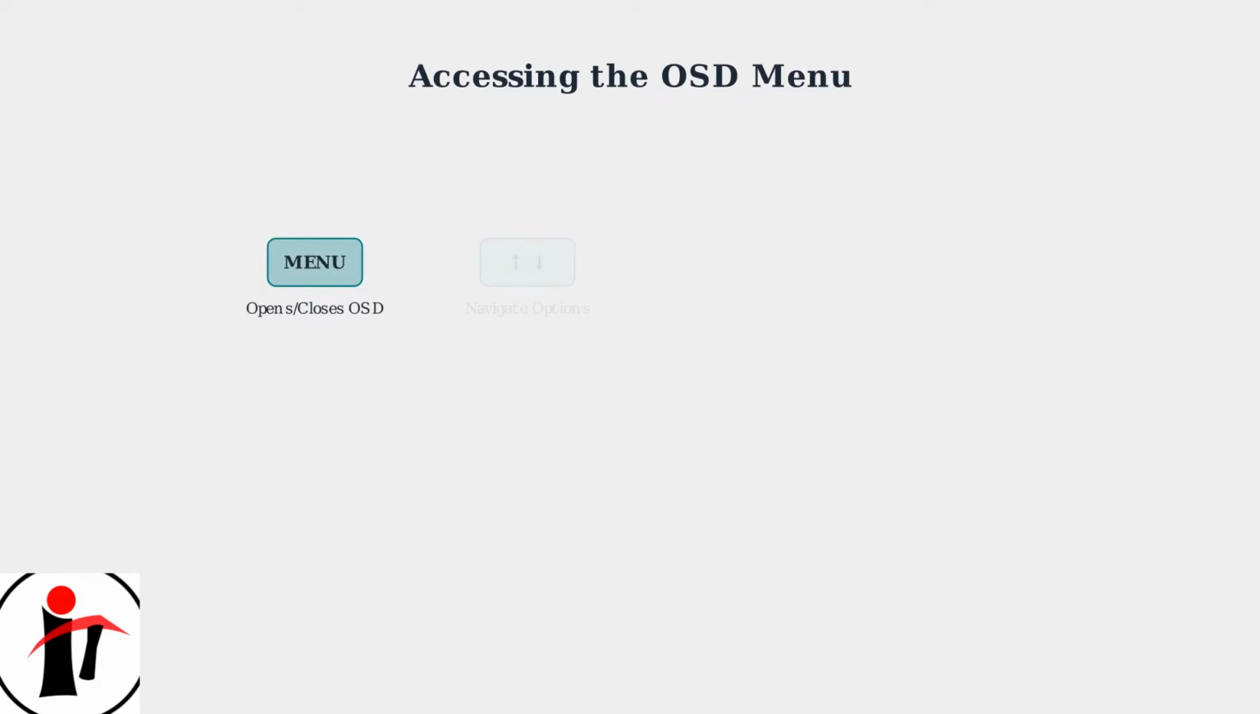There are 4 key buttons you need to know. The menu button opens and closes the OSD. The up and down arrow buttons let you navigate through menu options. The select or enter button confirms your choices, and the exit or back button returns to previous menus.